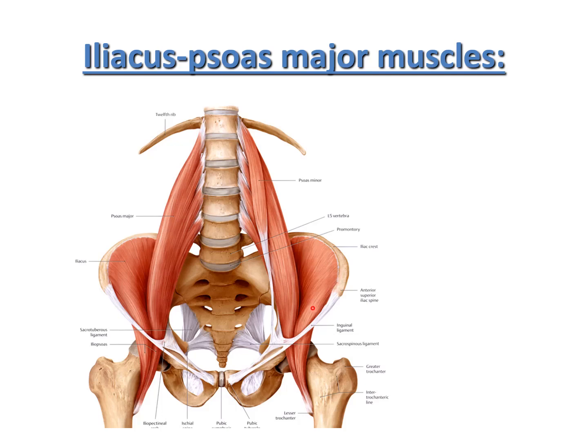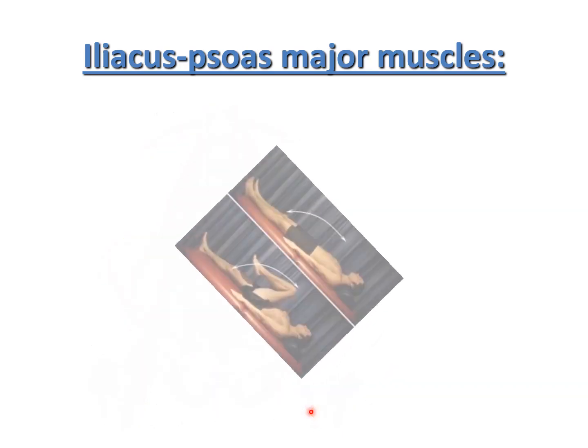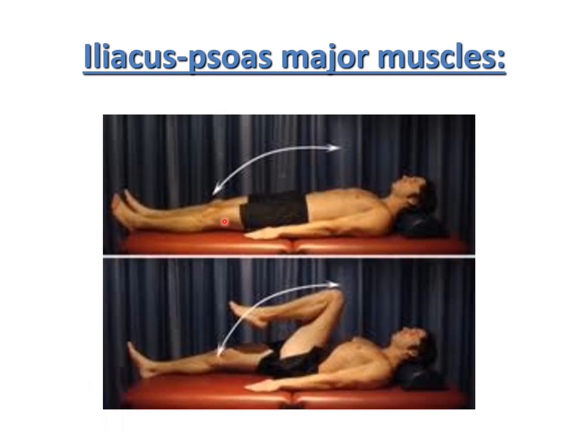Firstly, we have the first 2 muscles, iliacus and psoas major. Psoas major arises from above here, from the lumbar vertebrae, and iliacus arises from the iliac fossa. Both of them fuse together to form one tendon, which is called the iliopsoas tendon, and it's attached to the lesser trochanter of the femur.